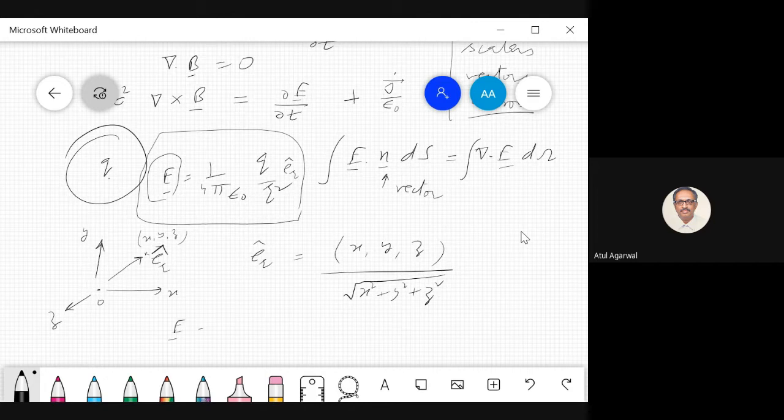So what is my electric field? This Q is a scalar quantity. e_r I will replace with this, so x, y, z, and what is r square? So the entire thing becomes r to the 3 by 2. Is it all right? Yes, sir. Something is wrong. It should be 5 by 2.